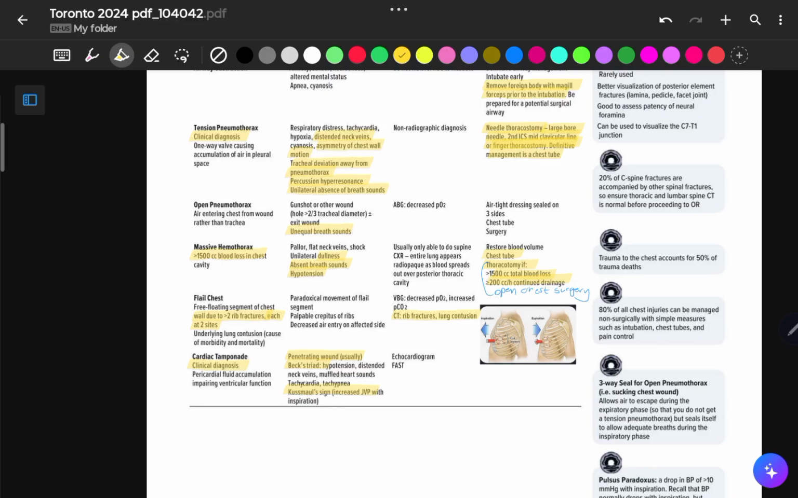They usually also have tachycardia, tachypnea. They have Kussmaul's sign, where they have increased JVP with inspiration. You can quickly examine it using EFAST, but it's a clinical diagnosis. You can also do an echo. Then obviously you want to consult a cardiologist.